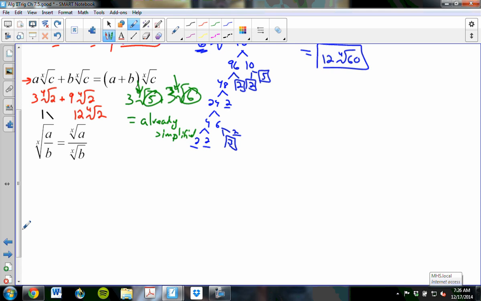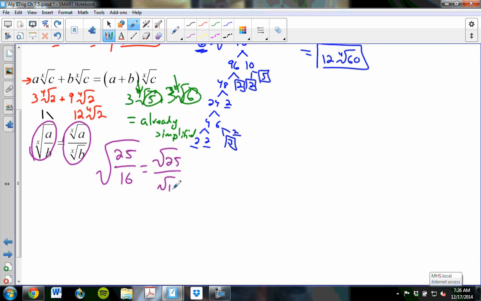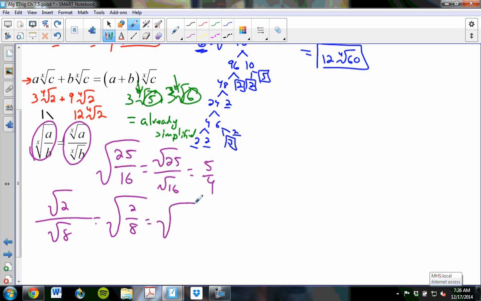A nice rule, this can actually go in either direction, but one that can make simplifying problems really nice, is I can take one big radical and break it into two little ones. So you've seen me do the square root of 25 over 16 is really the square root of 25 over the square root of 16, which becomes 5 over 4. But if you ever wanted to, you could do them the opposite direction. If I had the square root of 2 over the square root of 8, I can write that in one big radical, which I can reduce. And then the square root of 1 is 1, and the square root of 4 is 2, so the square root of 1/4 is a half.